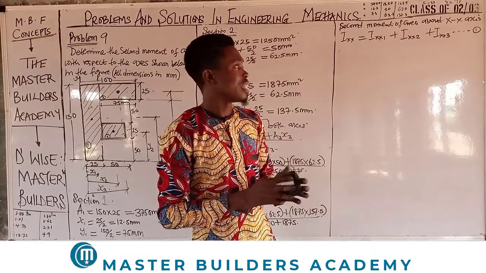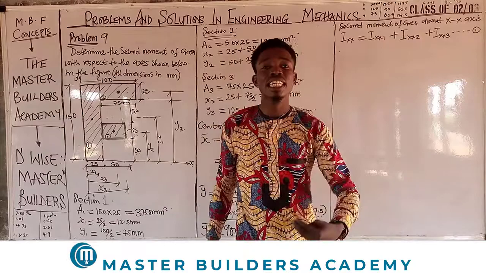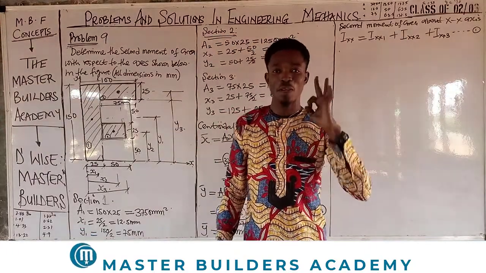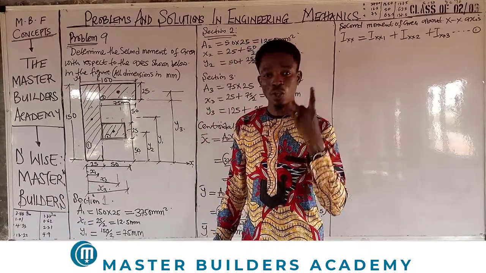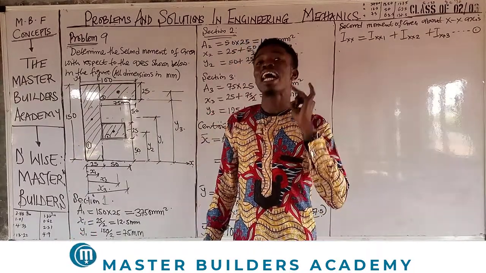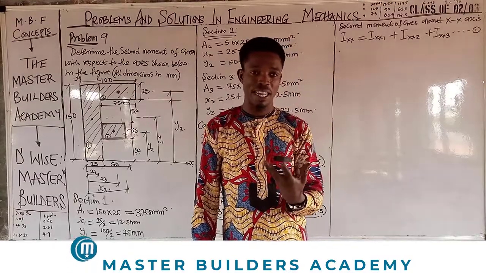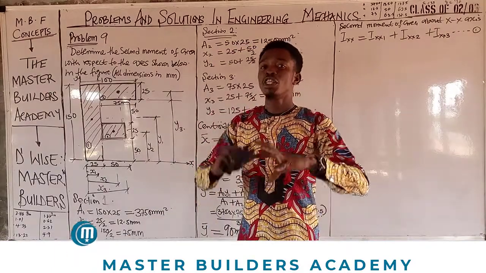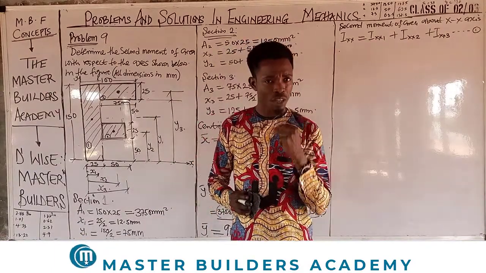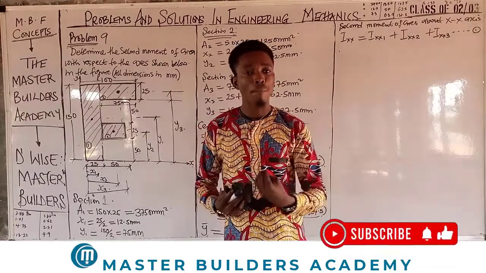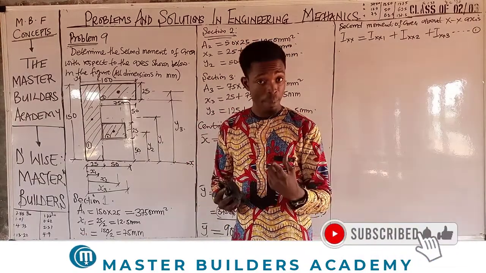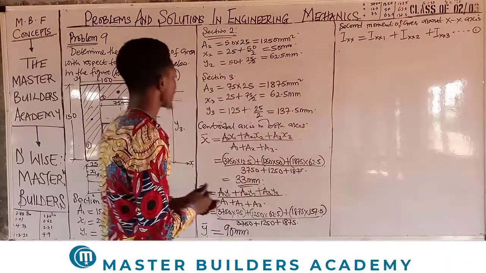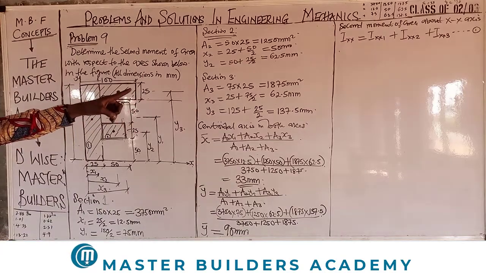Don't forget that we have 3 sections. Section 1 has its own second moment of area. Section 2 has its own second moment of area. And section 3 has its own second moment of area. So by the time you calculate their respective second moment of area, then add them up together, you will finally obtain the second moment of area for the composite section. Remember, composite section, F section. Now what do we do? We'll start looking for ISS1.